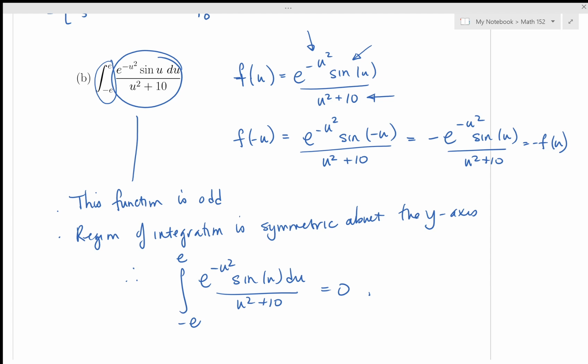Okay, that concludes the section on the substitution rule, a very important technique in integration.